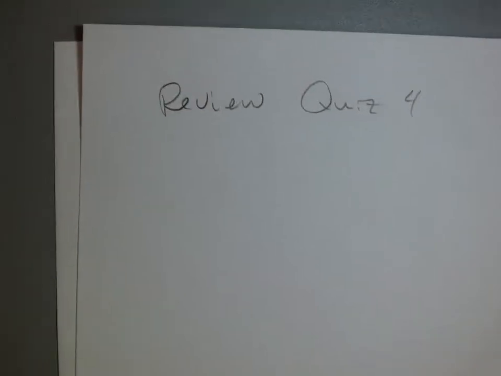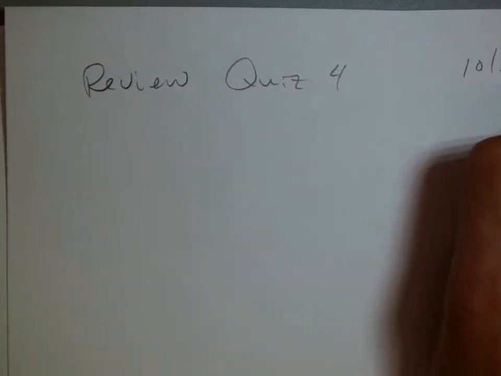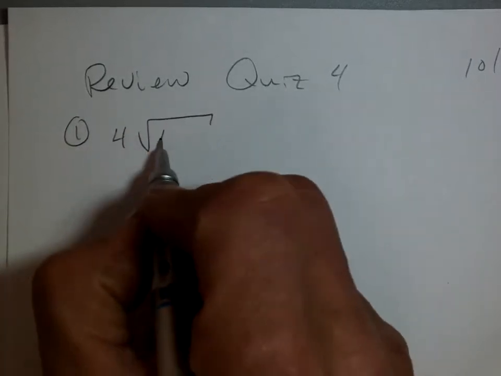So today is review day. Review for the quiz. Quiz 4, right? All right. Number 1. Number 1. 4 square roots of 48.